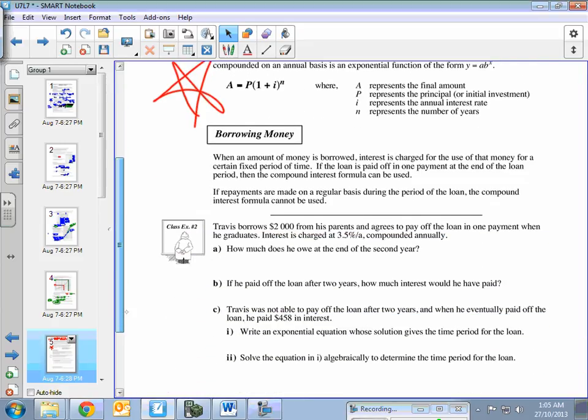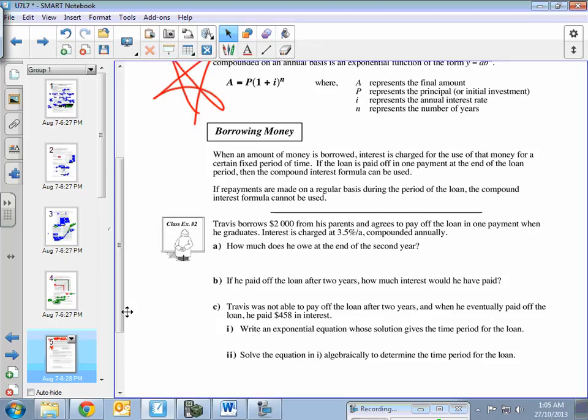Okay, borrowing money. When money is borrowed, interest is charged for the use of money for a certain fixed period of time. If the loan is paid off in one payment at the end of the loan period, the compound interest formula can be used. If repayments are made on a regular basis during the period of the loan, the compound interest formula cannot be used. Okay, so let's go into class example 2.